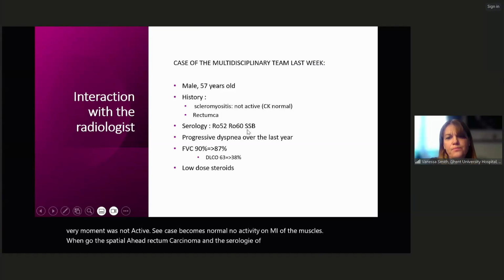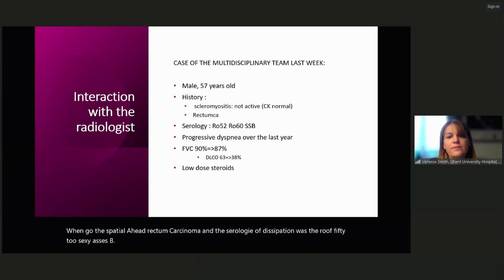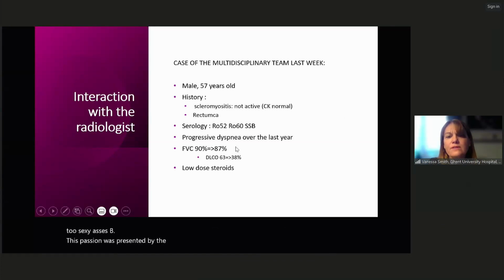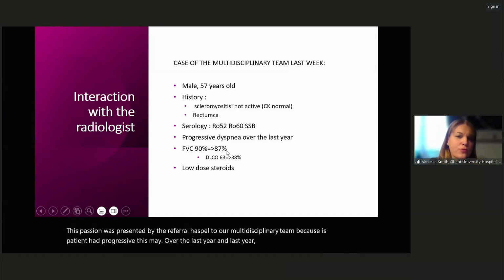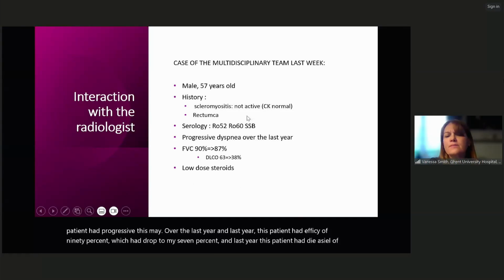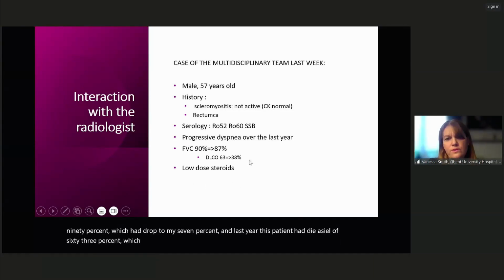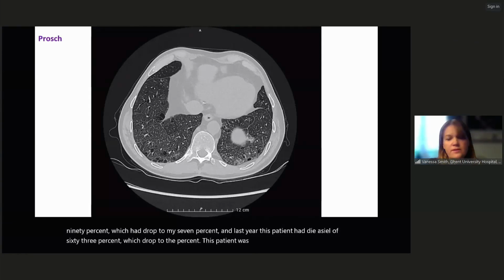Ro52, Ro60, and SSB. This patient was presented by the referral hospital to our multidisciplinary team because this patient had progressive dyspnea over the last year. And last year, this patient had an FVC of 90%, which had dropped to 87%. And last year, this patient had a DLCO of 63%, which dropped to 38%. This patient was on low-dose steroids, and it was presented in the multidisciplinary team.